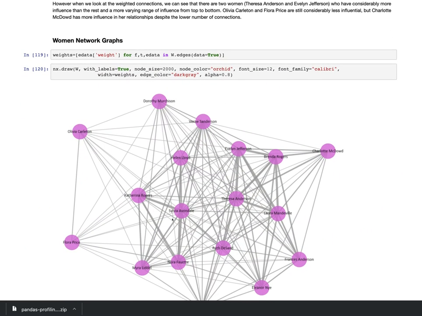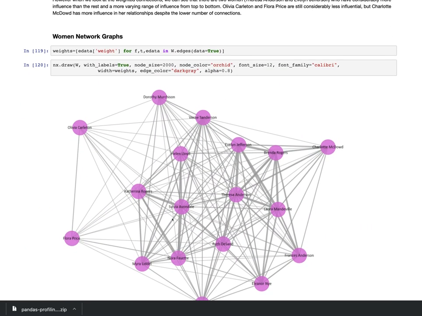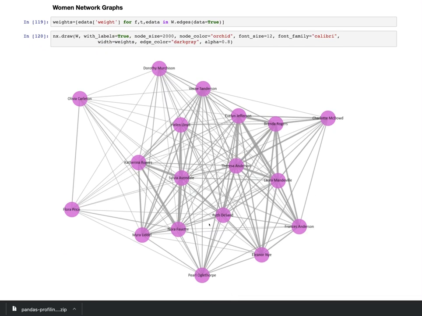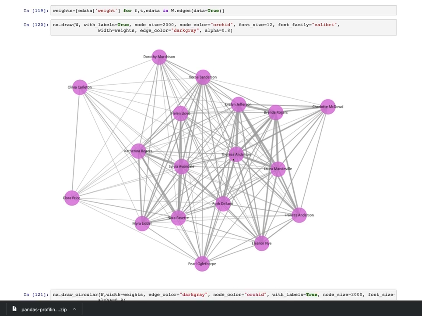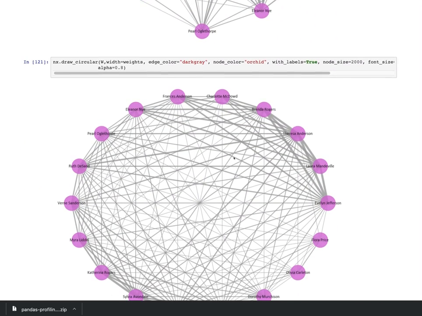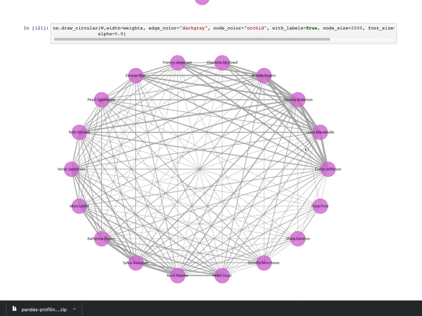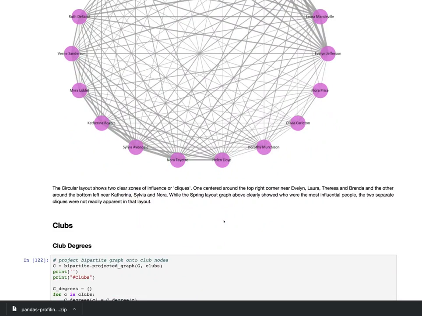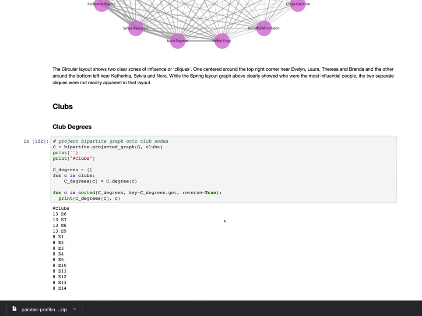So then we graphed just the women, and you can see here the sort of more influential women in the middle with the heavier, thicker weighted lines. But I think the circular layout actually does a better job of showing where the more influential women are. You can see there's one clique over here. These women tend to be connected to each other more heavily, and then another separate kind of clique of more influential women over here. So I think that was a better choice for that graph, that layout.